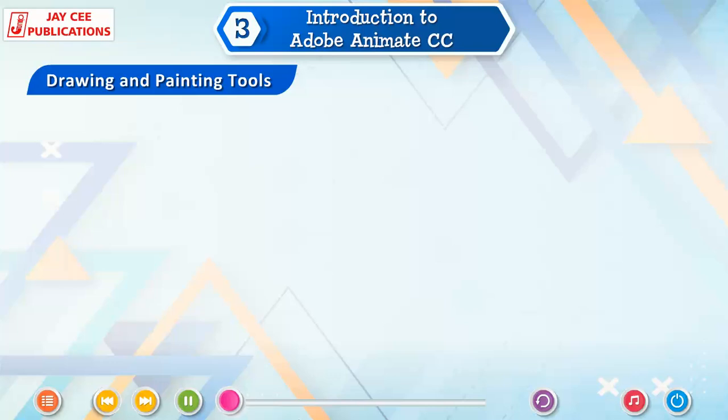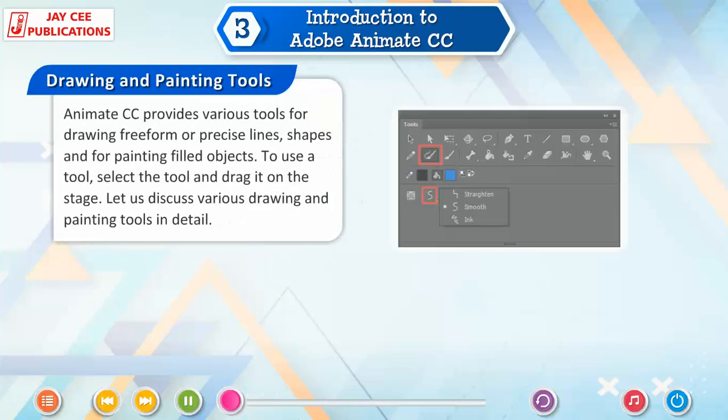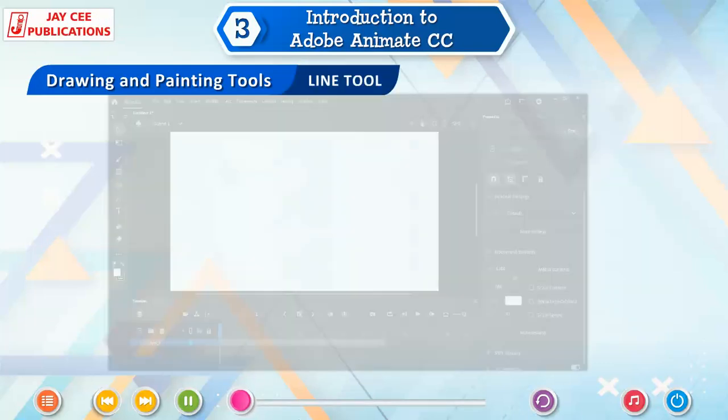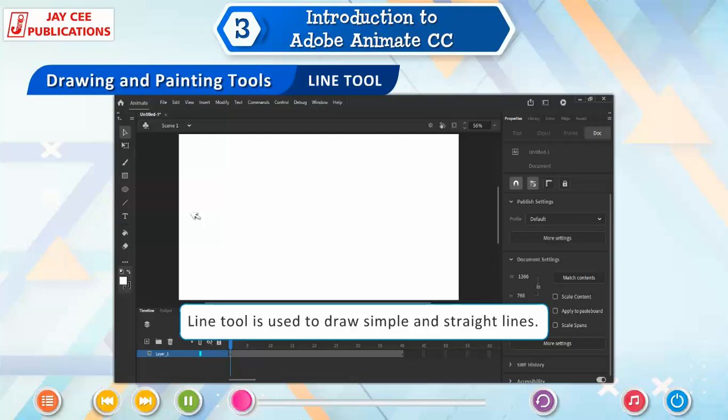Drawing and painting tools. Animate CC provides various tools for drawing free-form or precise lines, shapes, and for painting filled objects. To use a tool, select the tool and drag it on the stage. Let us discuss various drawing and painting tools in detail. Line tool. Line tool is used to draw simple and straight lines.